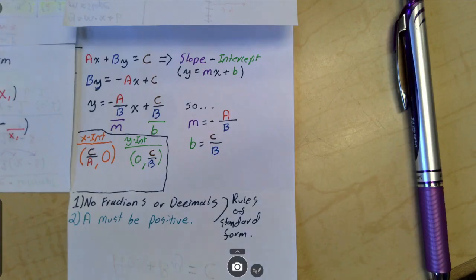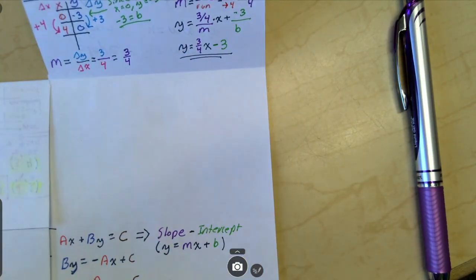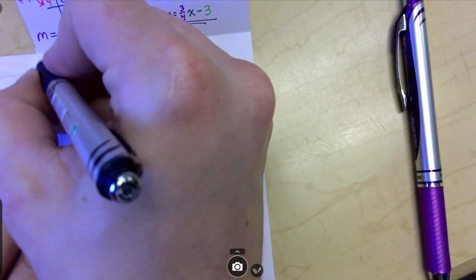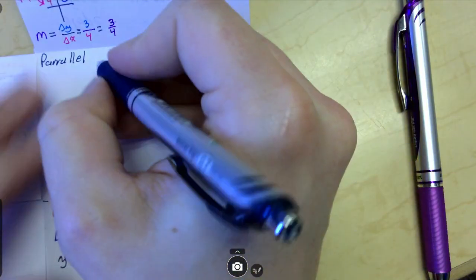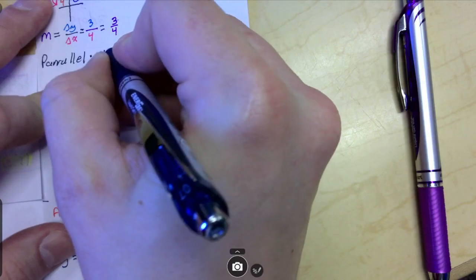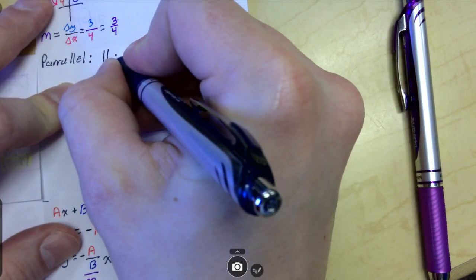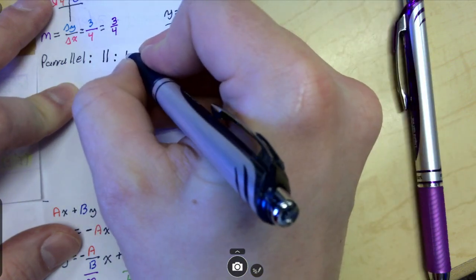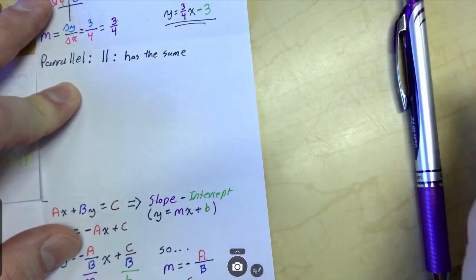One final segment we're going to add is here in the middle. And this is just going to be a quick reference of what parallel and perpendicular mean. The symbol for parallel is two vertical lines. It has the same slope.